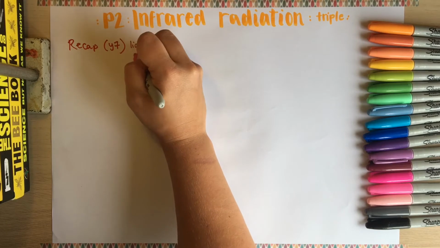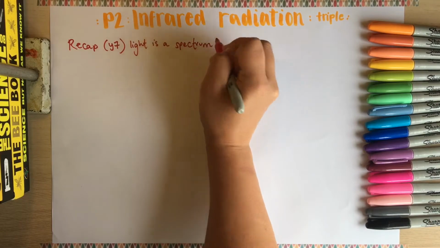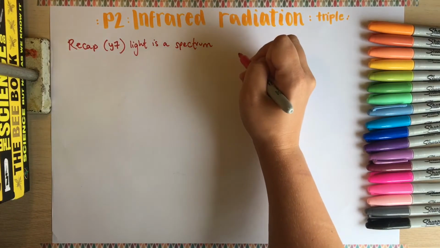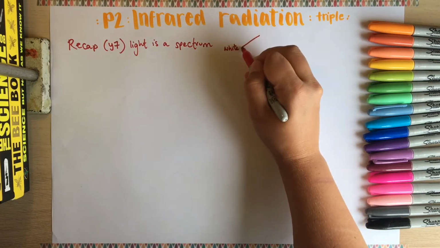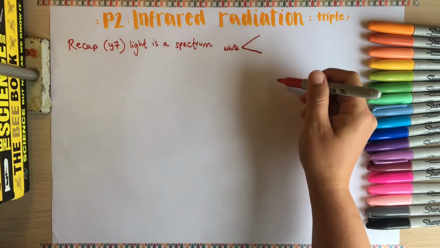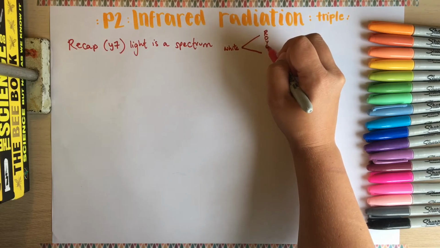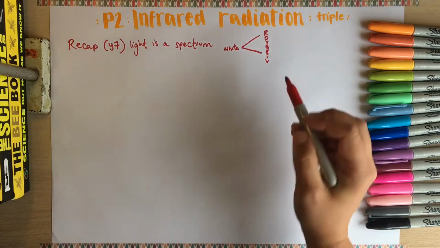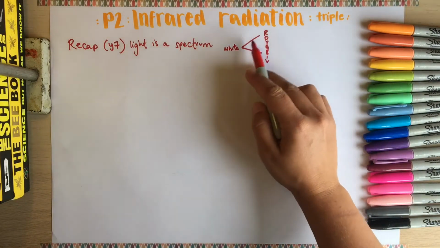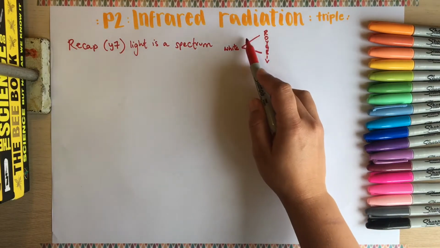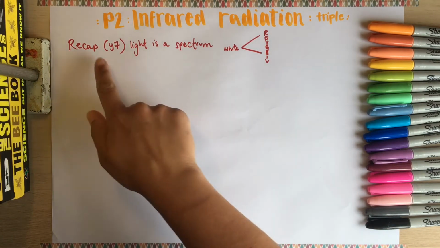So we should know that light is a spectrum. What you did in year 7 was you learned that if we had white light and we split it up, we would split it up into the colour spectrum, and that the colours of the colour spectrum are red, orange, yellow, green, blue, indigo and violet. This process we call dispersion, so it's dispersed the light. We usually do it by putting the light through a prism. So that's what you should already know.